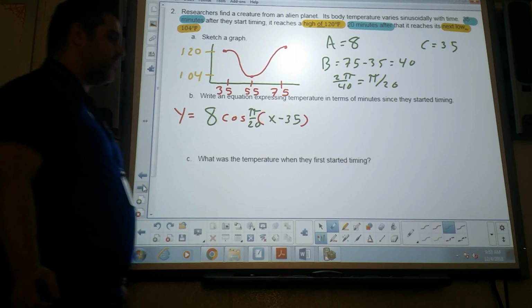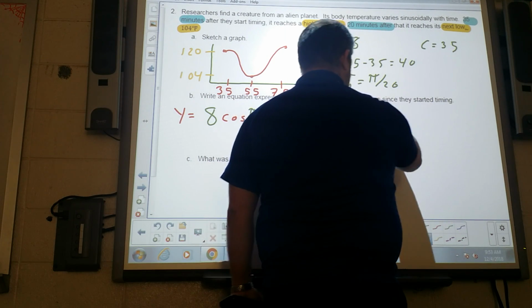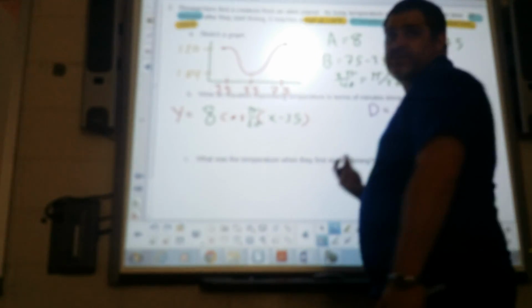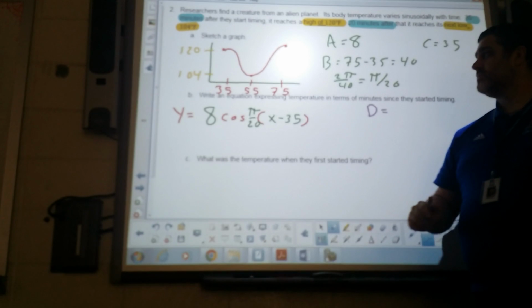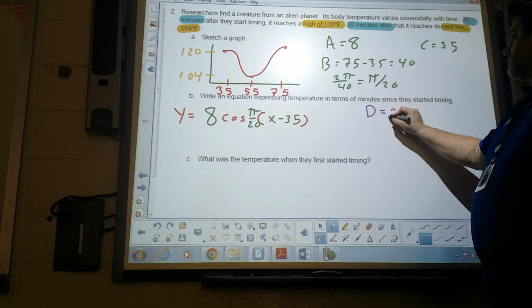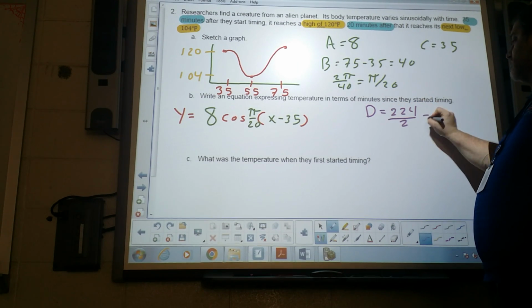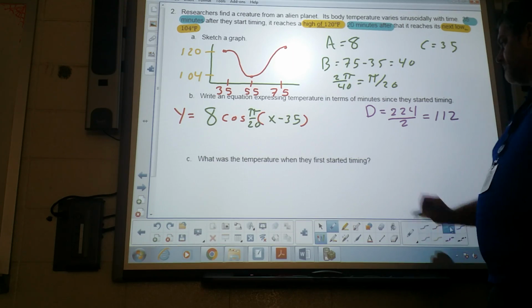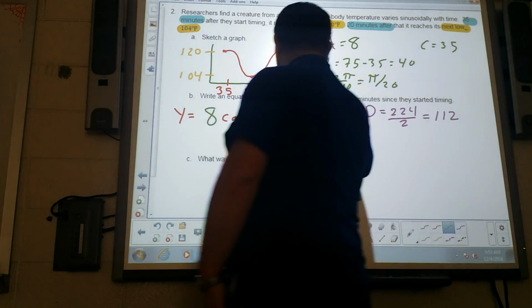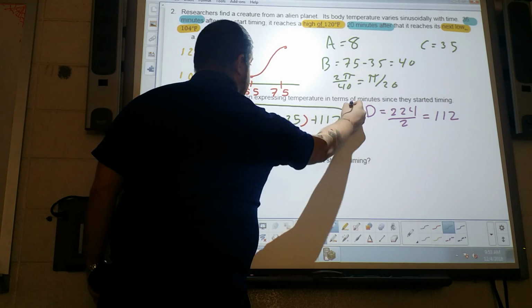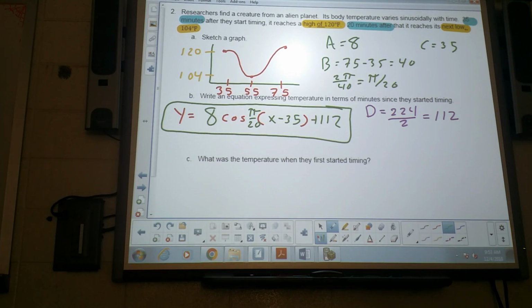What do we have to do for that one? We find the average. So how do we find the average? 224 divided by 2. Then you add. So add them together, divide by 2. Any questions on part B?